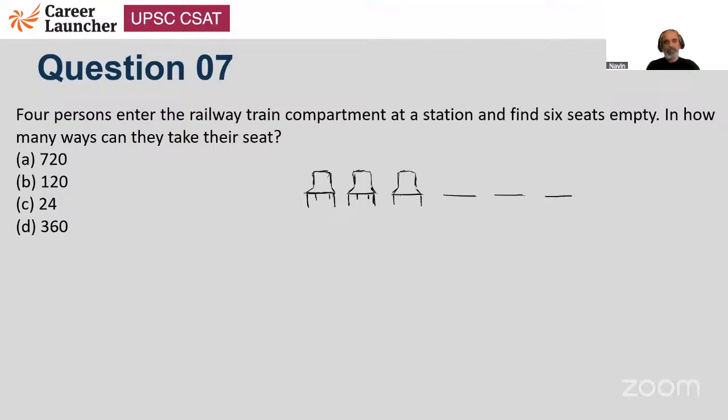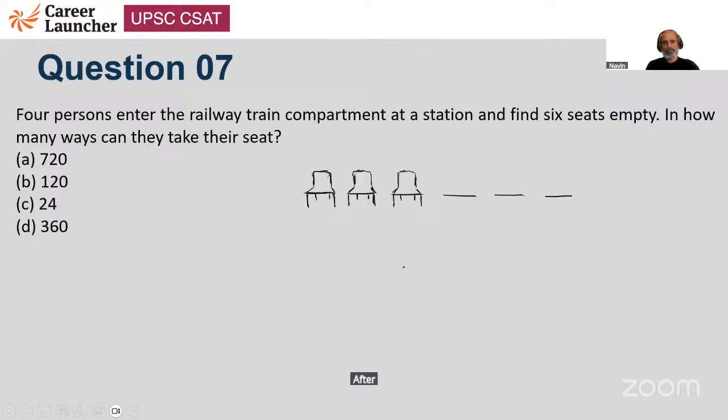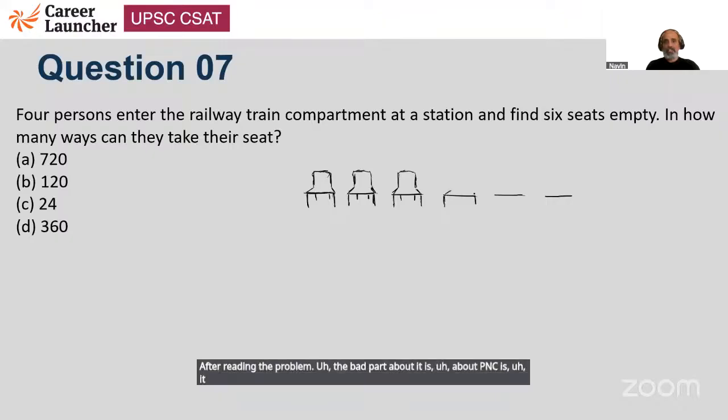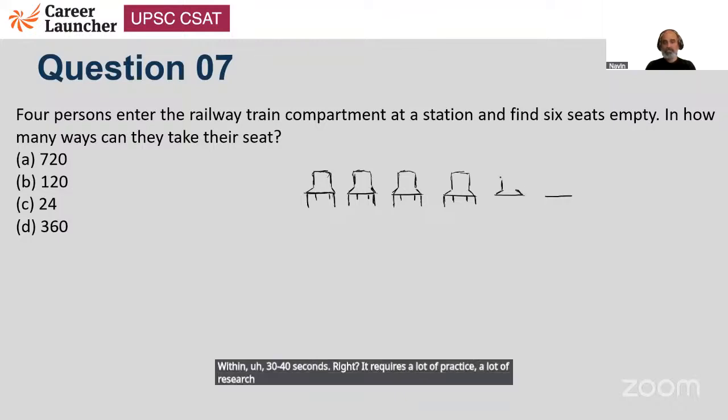The good thing about PNC and probability is if you understand the question, if you know how to solve it, it gets solved within 30-40 seconds after reading the problem. The bad part about PNC is it's not easy to master it. It's not easy to get there where you will be able to solve every single question within 30-40 seconds. Right? It requires a lot of practice, a lot of research.